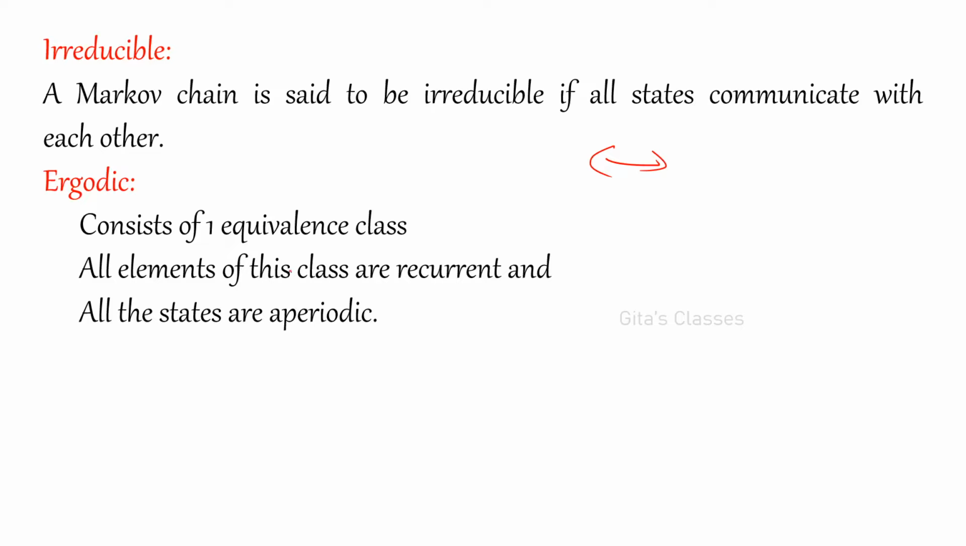And all elements of this class are recurrent. Recurrent means if you are able to go from I to J, then definitely you should be able to come back to I. Then it is recurrent. And all the states are aperiodic. So just now we have seen the definitions: aperiodic, recurrent and equivalence classes. If a Markov chain satisfies all these conditions, then it is called ergodic. Okay, I'll give you one example.